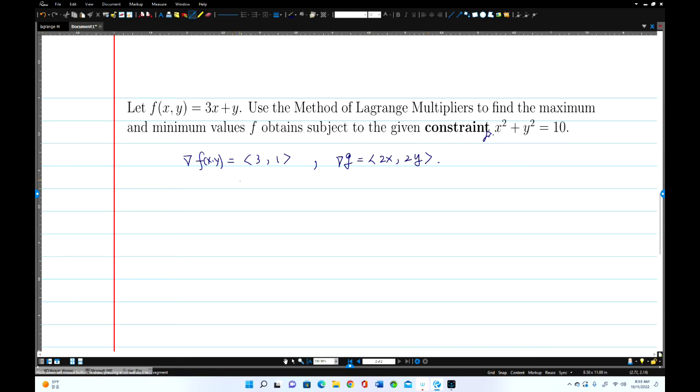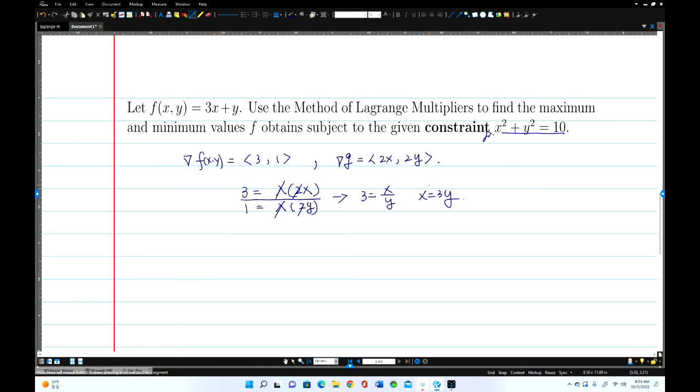So 3 equals lambda times 2x, and 1 equals lambda times 2y. You can divide. From here we can see that lambda is out, 2 is out. 3 equals x over y. So x equals 3y.